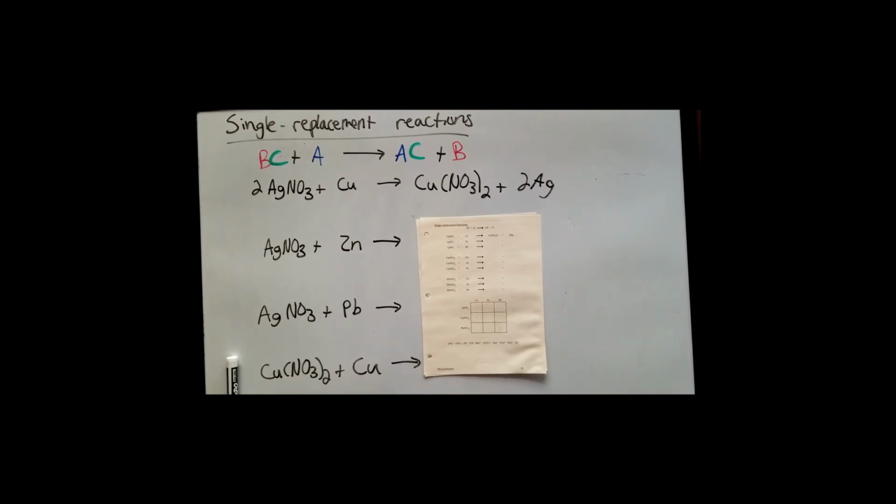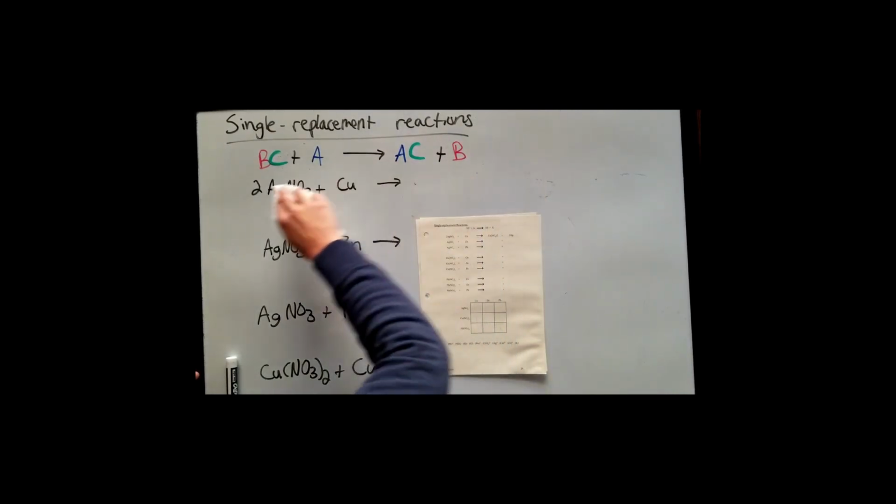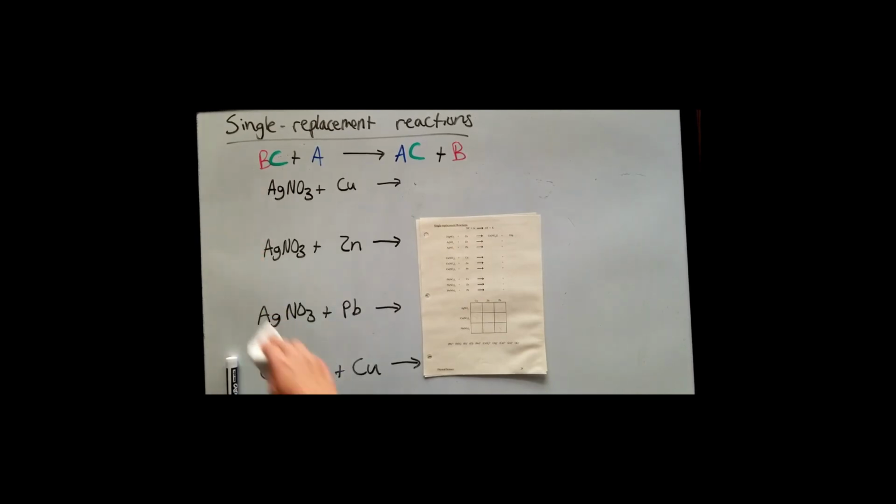So, like I said, the first one's done for you, but how did they do that? How did they predict the products? How did they go through all the steps? So what I'm going to do is I'm going to erase the products here. And I'm also going to erase this 2 in front of the AgNO3. So I'm going to show you the steps that they went through to predict the products and then to balance.